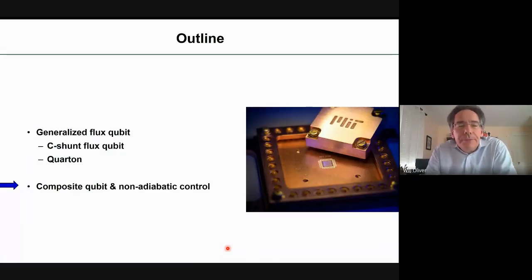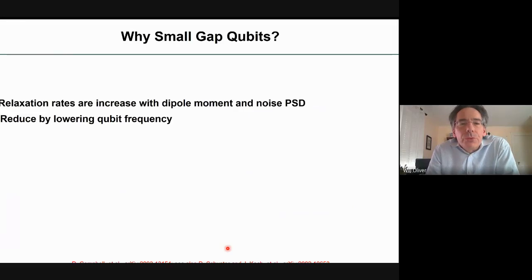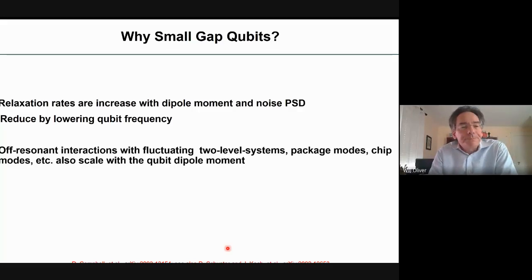So with that, I'm going to move on to a different topic, which is a different type of qubit called the composite qubit. So why would we be interested in small gap qubits? Well, we know, basically from Fermi's golden rule, that the relaxation rates are going to increase with dipole moment and noise spectral density. So if we reduce that by lowering the qubit frequency, then we're going to improve our decay rate or improve our T1. So that's one reason.